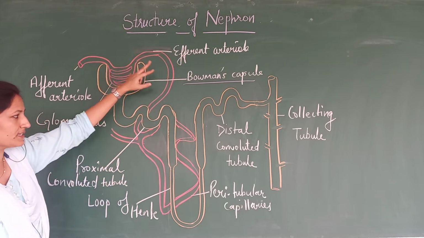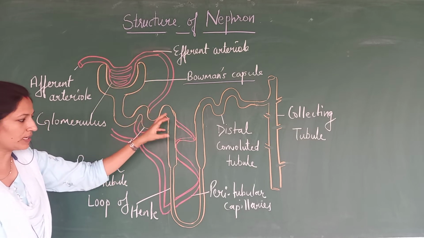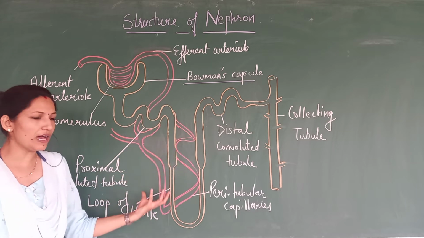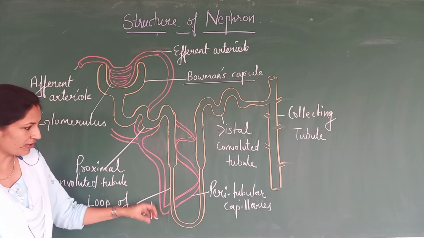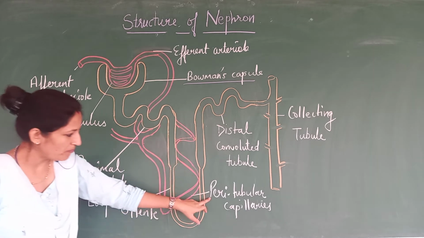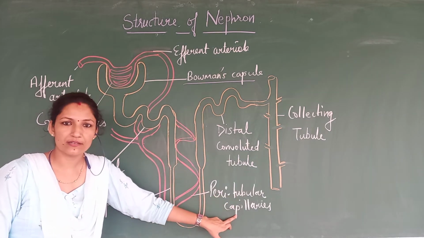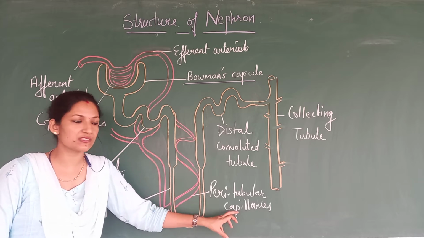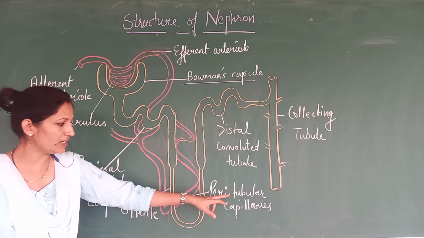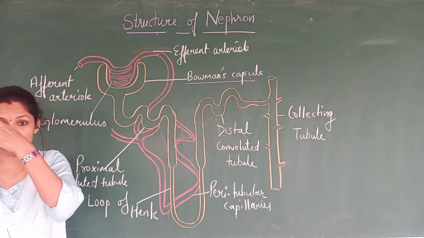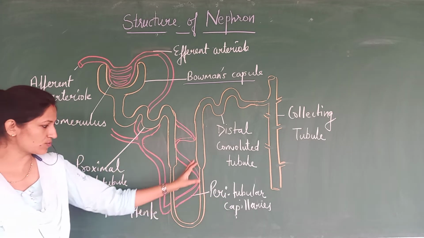And after exiting, it is forming the network of capillaries around the tube of the nephron. This capillary network is peritubular capillaries. It means those capillaries which surround the nephron over here. So these are peritubular capillaries, which are also termed as vasa recta, these ones.